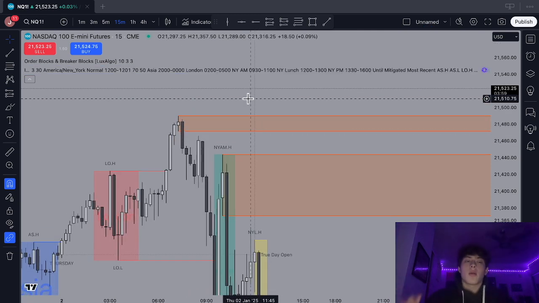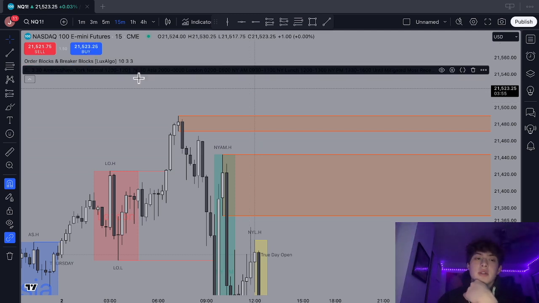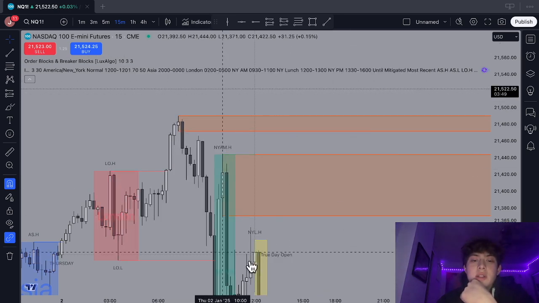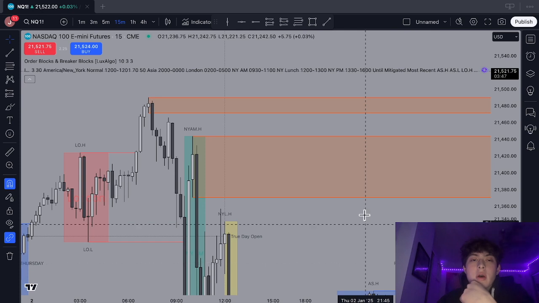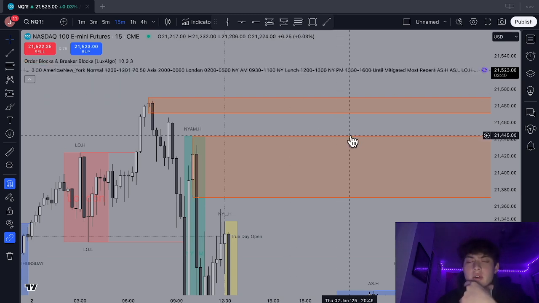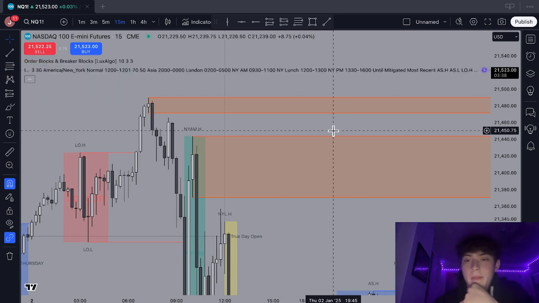When we're looking at order blocks, Jack and I both use indicators. I use an indicator called right here, order blocks and breaker blocks by Lux Algo, and this will basically mark out any order blocks for you. And I think Jack uses the smart money tool indicator, which I think he covered in another video, maybe the fair value gap video. I don't know which video, but he mentioned it somewhere.